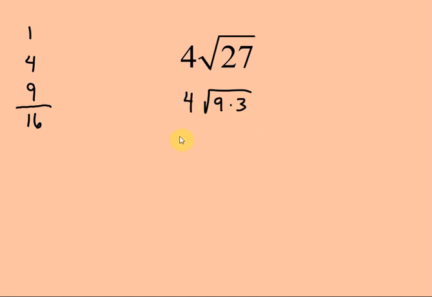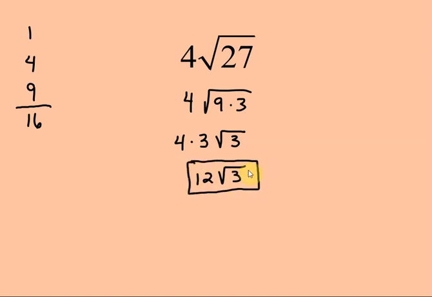Okay, so our 4 is just going to tag along, and then the 9 comes out of the radical as a 3. And like I said, whatever comes out of the radical gets multiplied times the number that's already outside the radical. And then this 3 stays under the radical. So now we have 4 times 3, which is 12 square root 3. And we have simplified our radical. And that's how you simplify radicals.